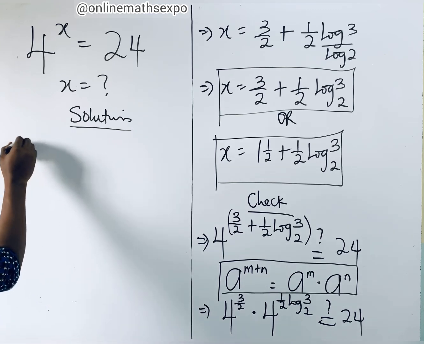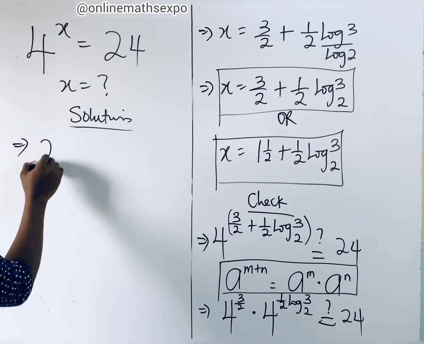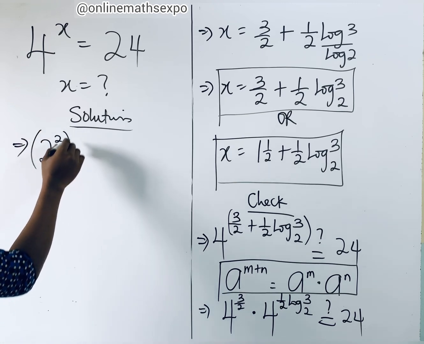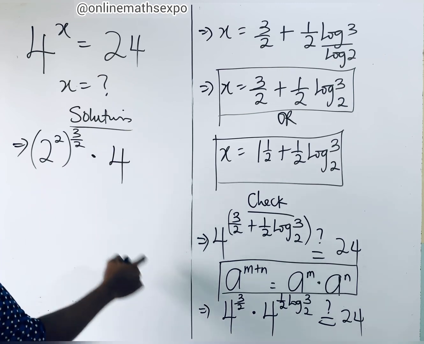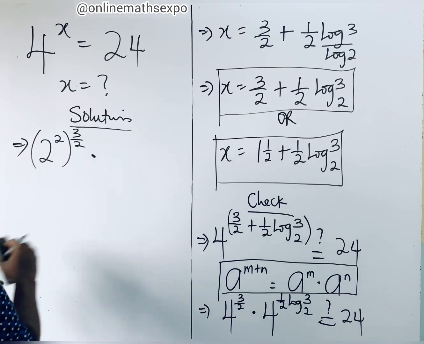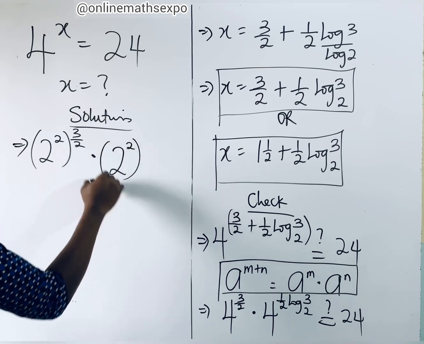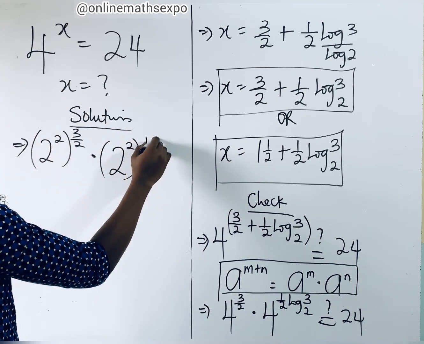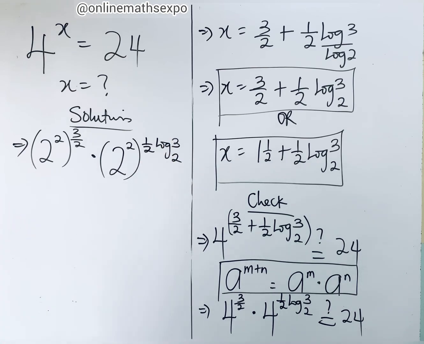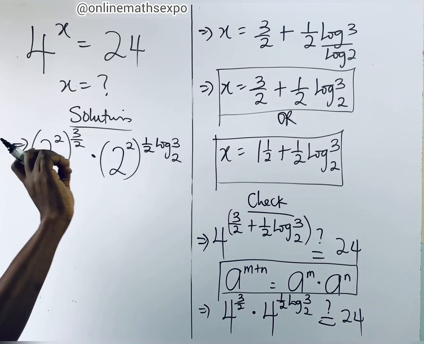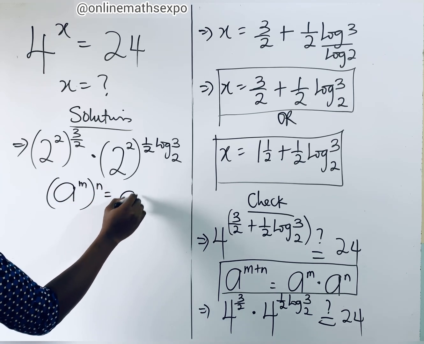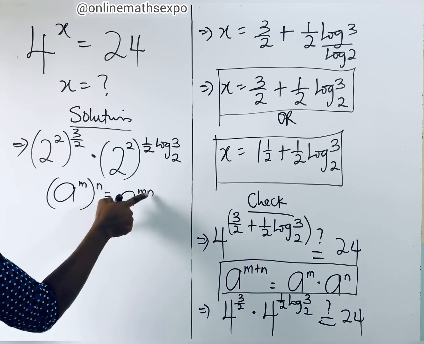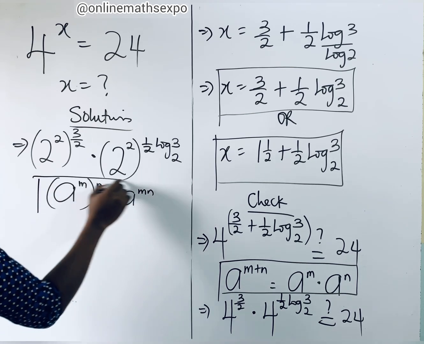Is it still going to be equal to 24? So this gives us, remember that this 4 can be written as 2 to the power of 2 raised to power of 3 over 2. Okay, now is multiplied by 4 to the power of, this 4 can be written as also 2 to the power of 2 is raised to the power of half of log of 3 base 2. Let's see if it gives us 24. Okay, so what do you do? Also remember this rule. For every a to the power of m to the power of n, it is a to the power of mn. The powers will multiply.